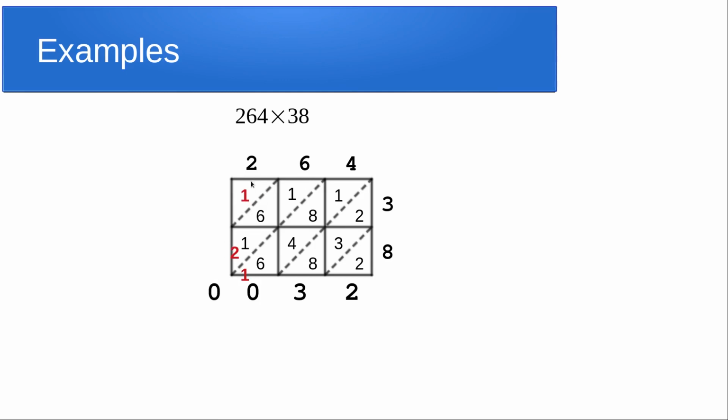Now I've put it in here where the 0 was. If there had been a 0, I'd have put it here. So now we do our final diagonal section, and that's a 1. So there's our answer, 10,032.